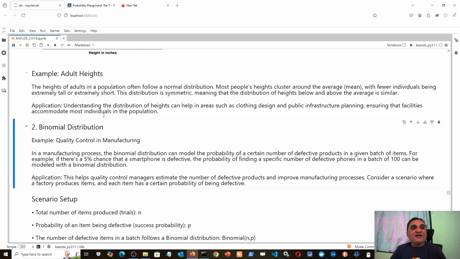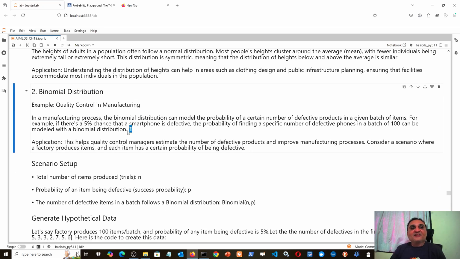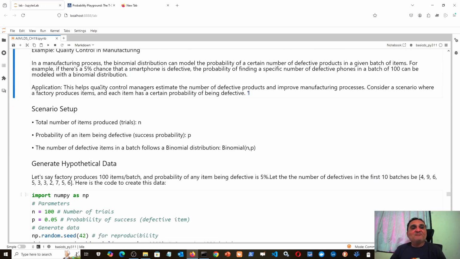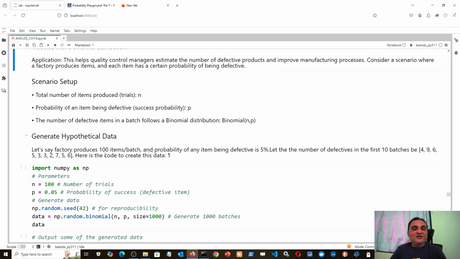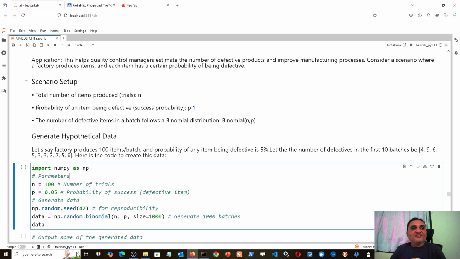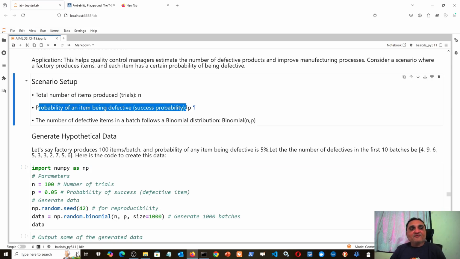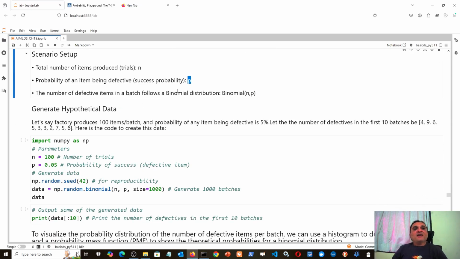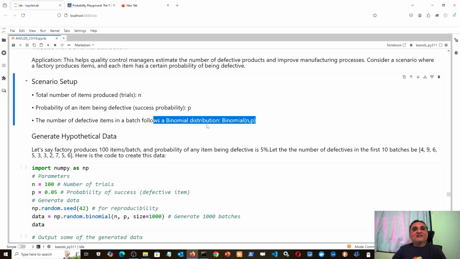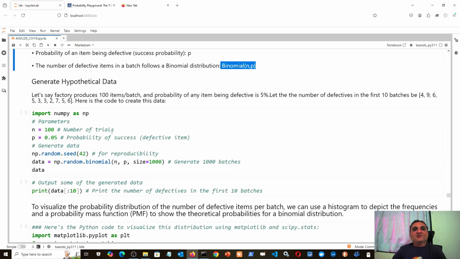Okay. Then binomial distribution, that is used for quality control in manufacturing. Now that we have done all that, I am not discussing it again, because how defective products can be detected we have already discussed. But let us create hypothetical data. Suppose the total number of items which are produced, which are called trials, is n. Suppose p is the probability of an item being defective, which I call a successful event here, that means a defect occurs, that is a success in this case. And the number of defective items in a batch follows binomial distribution. That is what we are assuming, and we will create the data itself that will follow binomial distribution.